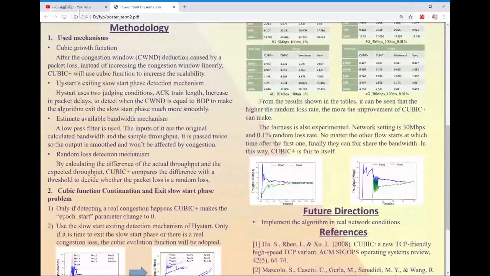And as for the last one, which is the most important one, it is the random loss detection mechanism that I get from TCP Veno. It chooses the difference of the actual throughput and expected throughput to decide whether the packet loss is because of a real congestion or just a random loss. Based on many experiments, it will set a constant value for the threshold of the difference. If the difference is smaller than the threshold, then it decides the packet loss is just a random loss. However, if the difference is larger than the threshold, it means that there is a real congestion in the network.